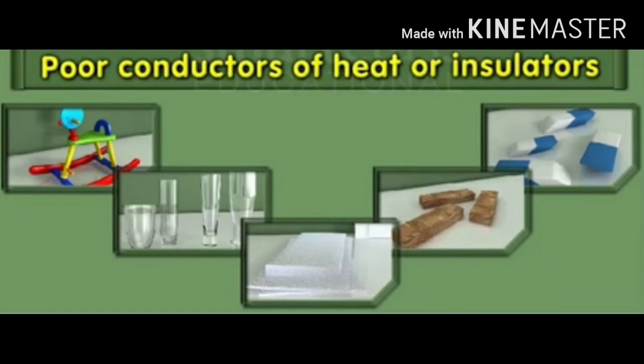In general, liquids are poor conductors of heat and gases are very poor conductors of heat. For example, water is a poor conductor of heat and air is a very poor conductor of heat. The materials which trap air, such as cotton, wool, fur, feathers, fiberglass and plastic foam, etc., are very poor conductors of heat. That is, materials having trapped air in them are excellent insulators of heat.